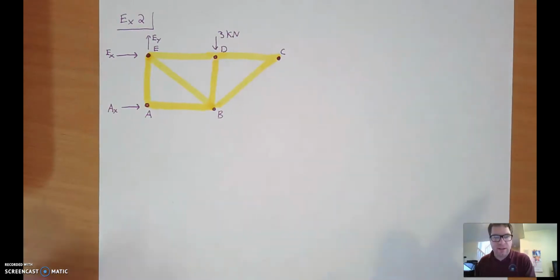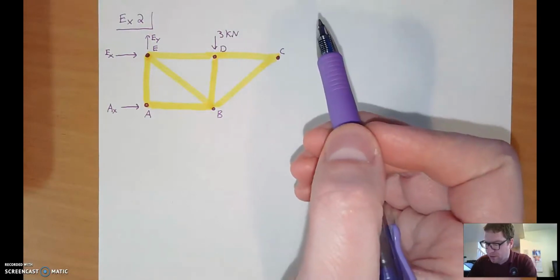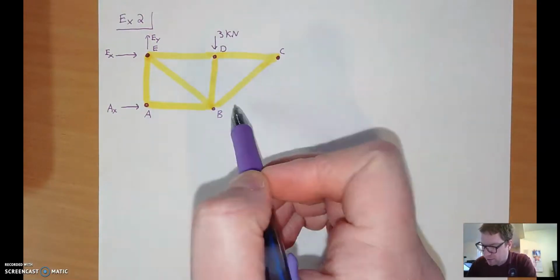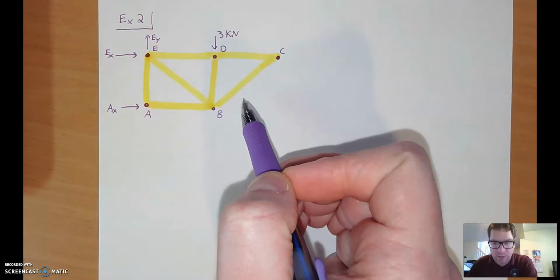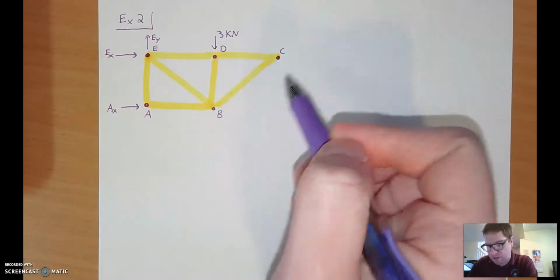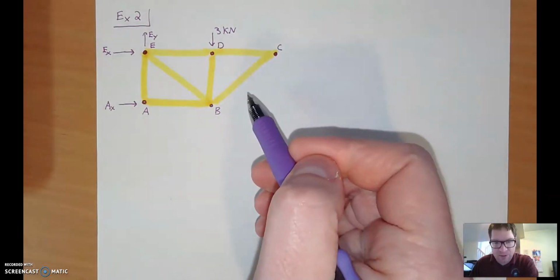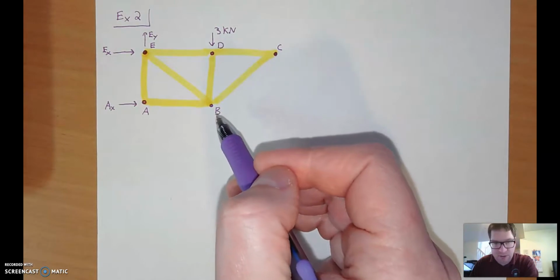Alright, so here we have example 2. Now there are some dimensions, but they're not important for what we're about to do, so I didn't include them. So the goal of this is to find our zero force members. If you remember on example 1, we had one member that was a zero force member. We were able to basically remove it as if it didn't exist. So that's our goal. If we can find zero force members, we can redraw this without those members.